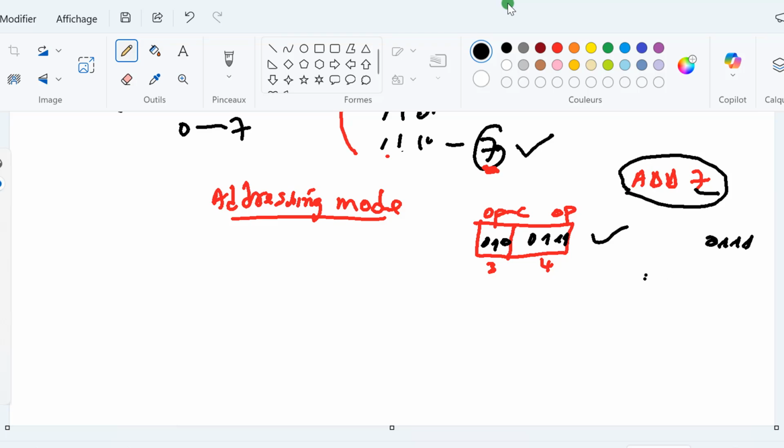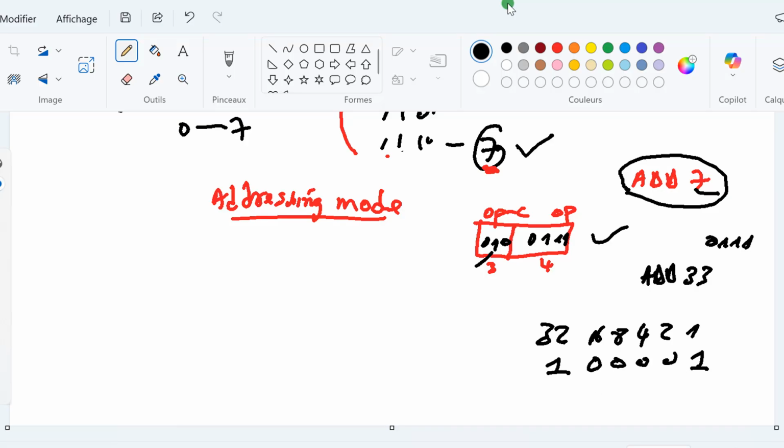But imagine that I want to do something like this at, maybe, something like 33. This is the code of the opcode here. Now, convert 33 to binary. If I use this method, 1 2 4 8 16 32, 33 is the same as 32 plus 1. So 33 here is the same as 1 0 0 0 0 1 base 2.